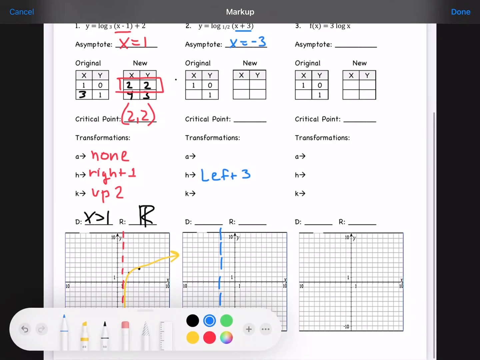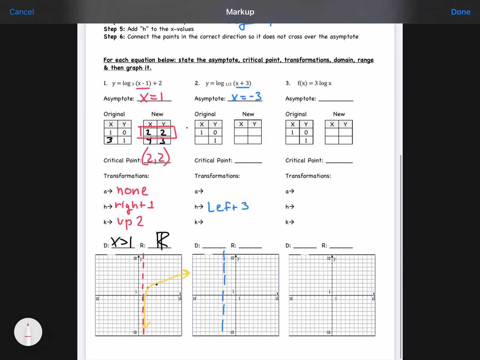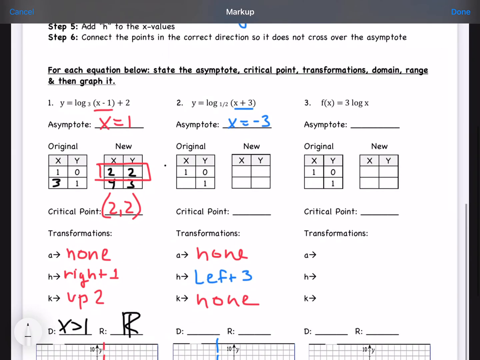Okay, so now let's look at the other transformations. There are, once again, no a value, so that's none. And we have no k value. So we're making it easy on ourselves. All right, so what goes in B is that 1/2, the base. And we know our transformation is left 3, so we move each of these x values, the 1 and the 1/2, to the left 3. So that would be -2 and -2.5.